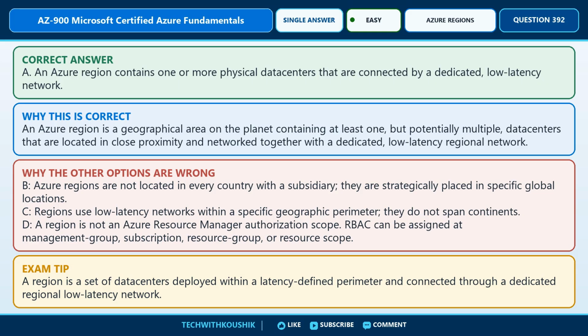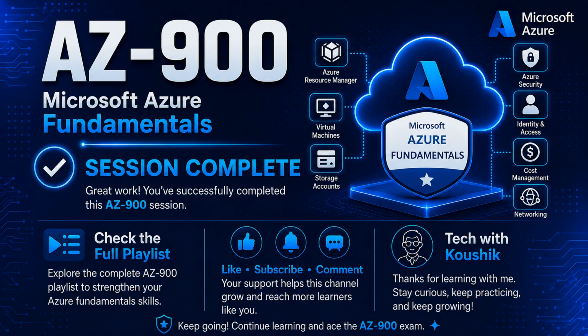You have completed part 10 of the AZ-900 practice question series. Continue your preparation by opening the complete playlist and watching the remaining parts in sequence.